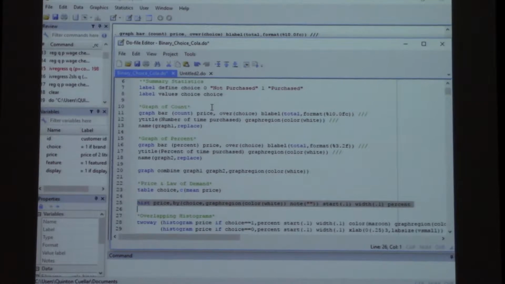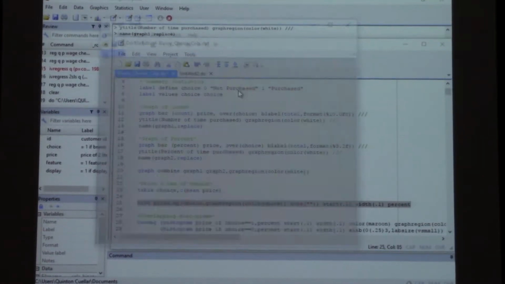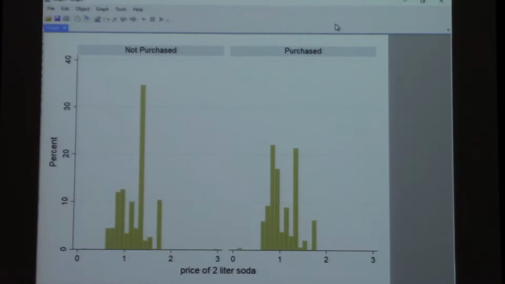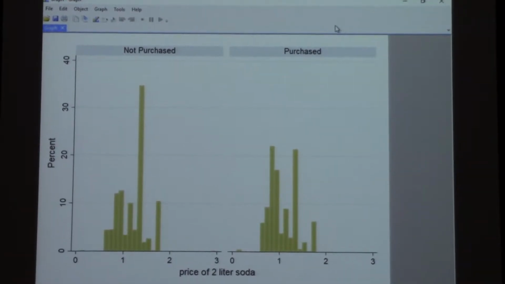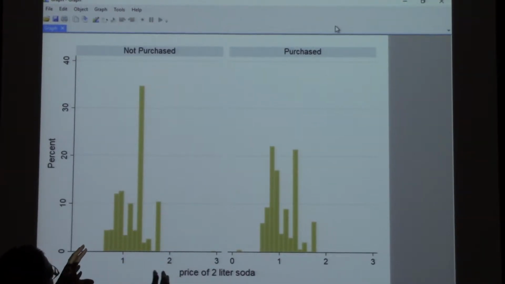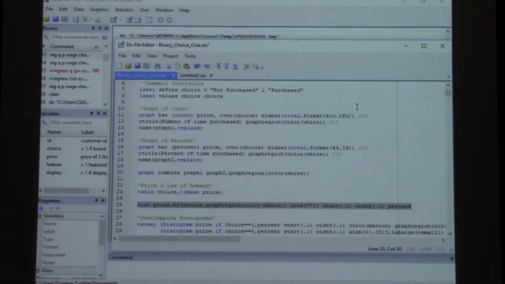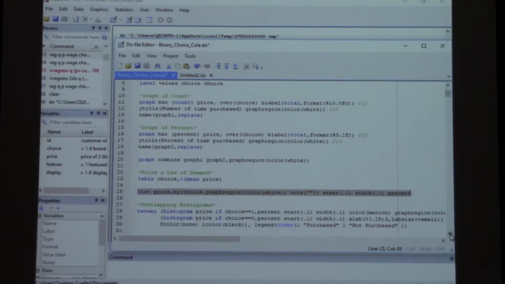We want to look at price. And not that it's bad, but basically we want to look at the distribution of prices when people purchase and when they didn't purchase. So essentially what we want to do is put these two together, overlapping, because we really can't see if the distributions are all that different. We know the mean prices are different, but we want to see how different the distributions are. And to do that, we have this simple command.